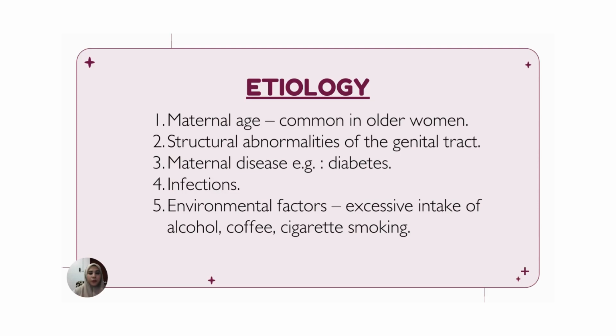There are 5 etiologies of spontaneous abortion. First, maternal age, which is common in older women. Second is structural abnormalities of the genital tract. Third is maternal disease such as diabetes. Fourth is infections. And fifth is environmental factors such as excessive intake of alcohol, coffee, and cigarette smoking.